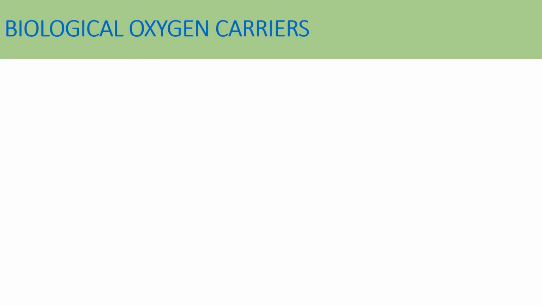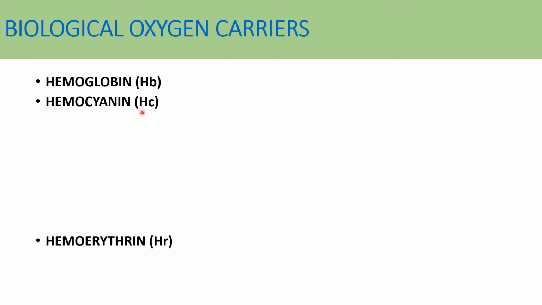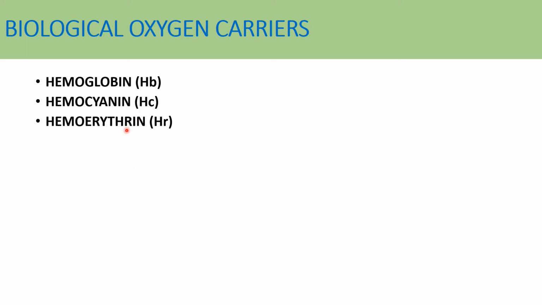Biological oxygen carriers. The most widely distributed family of dioxygen carrier is hemoglobin, represented as Hb. Next one is hemocyanin, Hc. And the last one is hemerythrin, Hr.